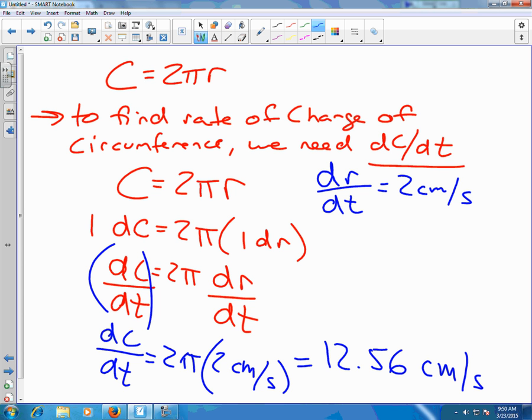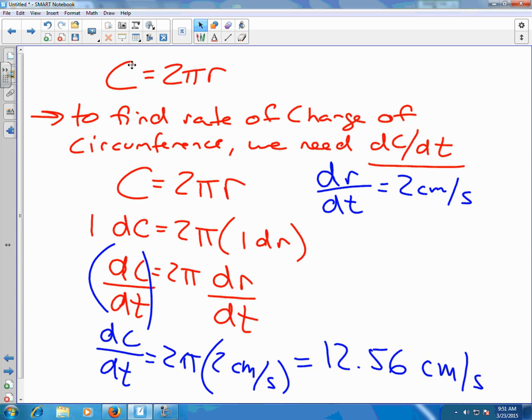So if the radius is changing at 2 centimeters per second, then the circumference, the distance around, is changing by 12.5 centimeters per second. Seems like something that wouldn't really help you. Why do you care how fast the circumference of a circle changes? Right? But it's just a start to understand how these things work.